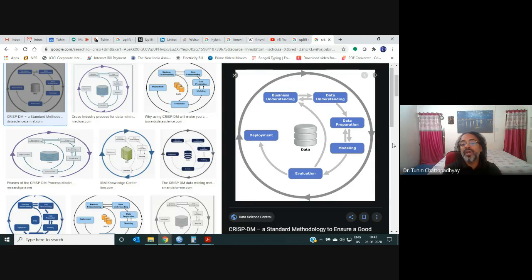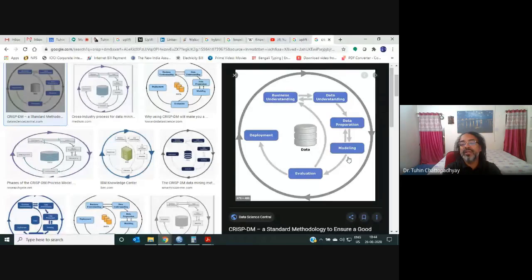Then the modeling part, where all the applicable models should be applied. Then it should be validated, and finally it should be deployed. Validated means what? Do you know what is the validation part? What is model validation? Do you know? Yes, no? No, sir. Okay.